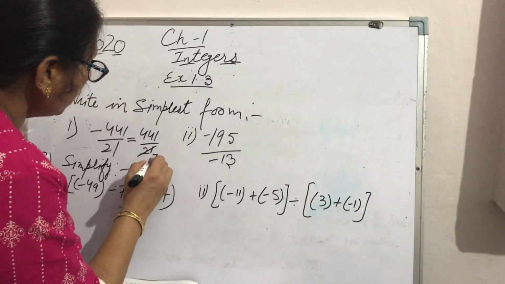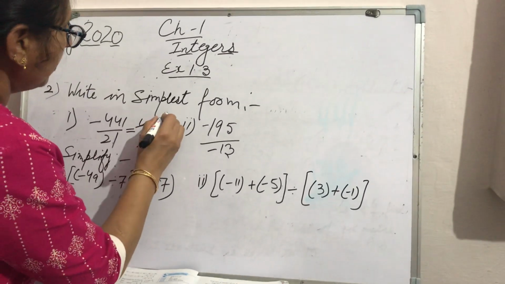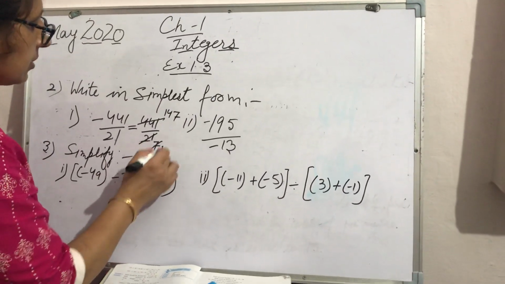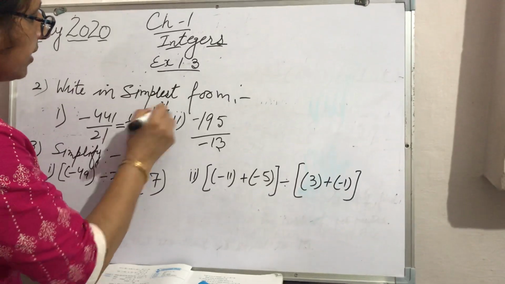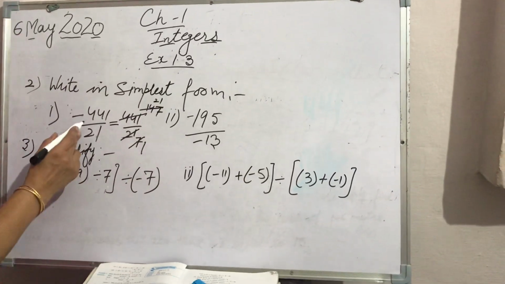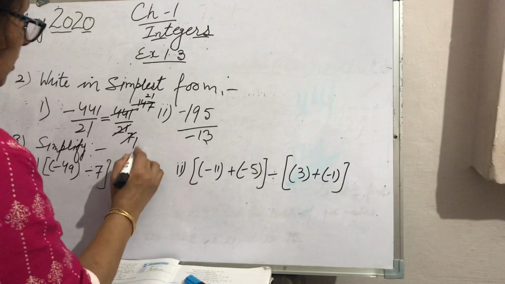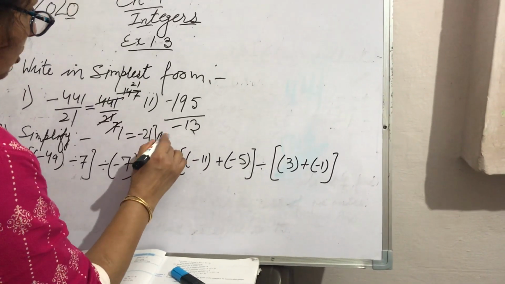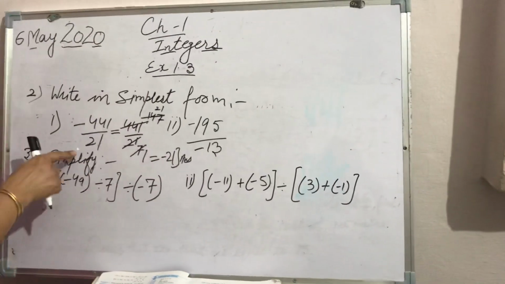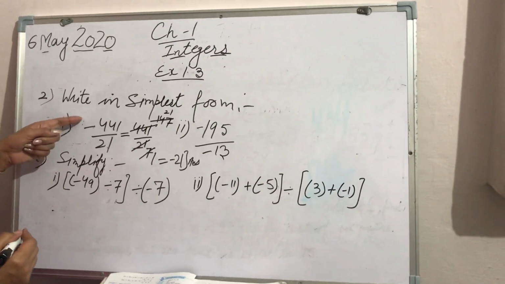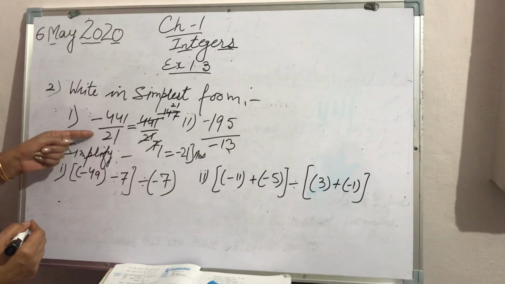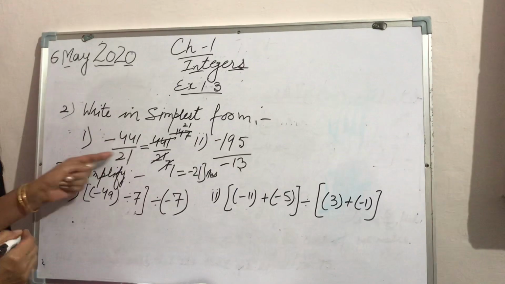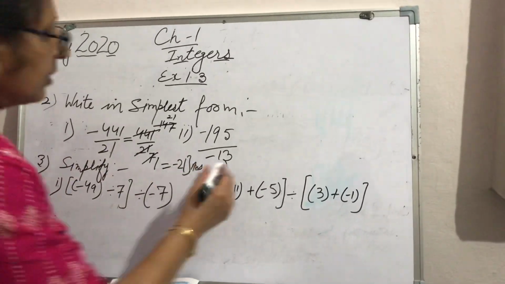7 threes are 21, 7 twenty-ones are 147. Then 7 threes are 21. So minus 21 is the answer of this question. Again we have to check the signs. If same signs are there, numerator and denominator, then answer will be positive. If different signs are there, then answer will be negative.